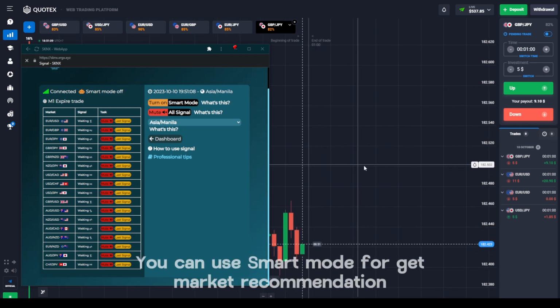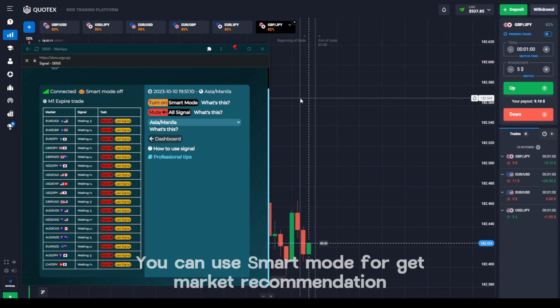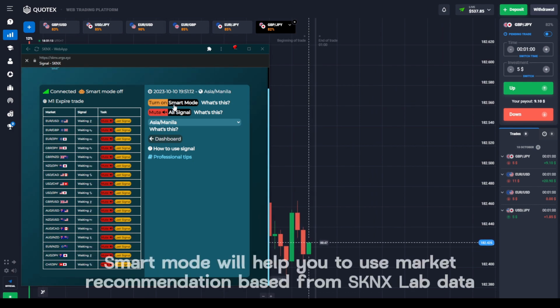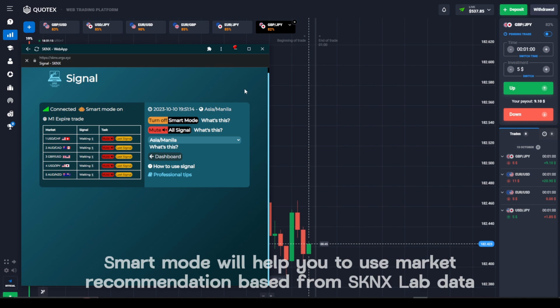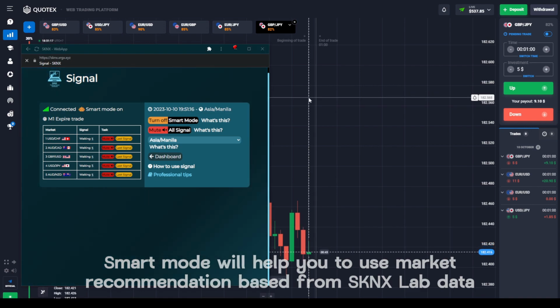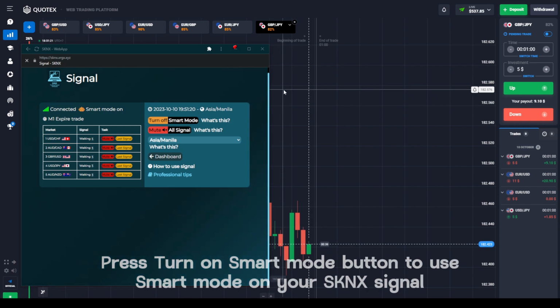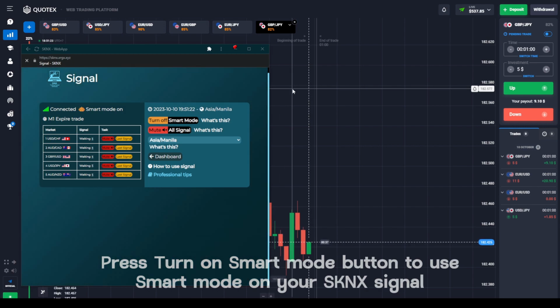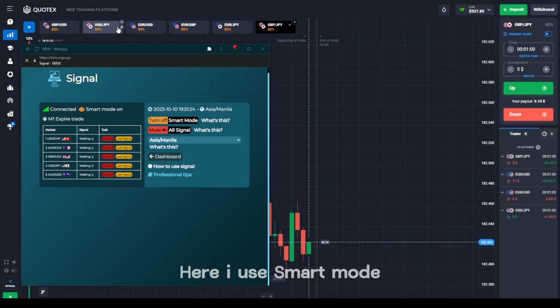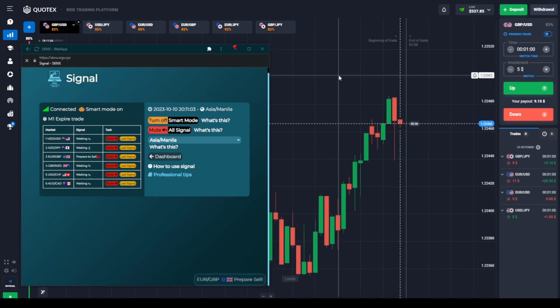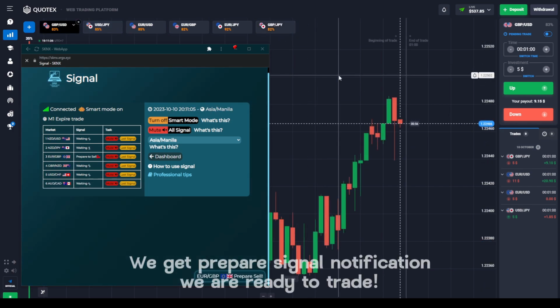You can use Smart Mode to get market recommendations. Smart Mode will help you use market recommendations based on SKNX lab data. Press the Turn on Smart Mode button to use Smart Mode on your SKNX Signal. Here I use Smart Mode. We get a Prepare Signal notification. We are ready to trade.